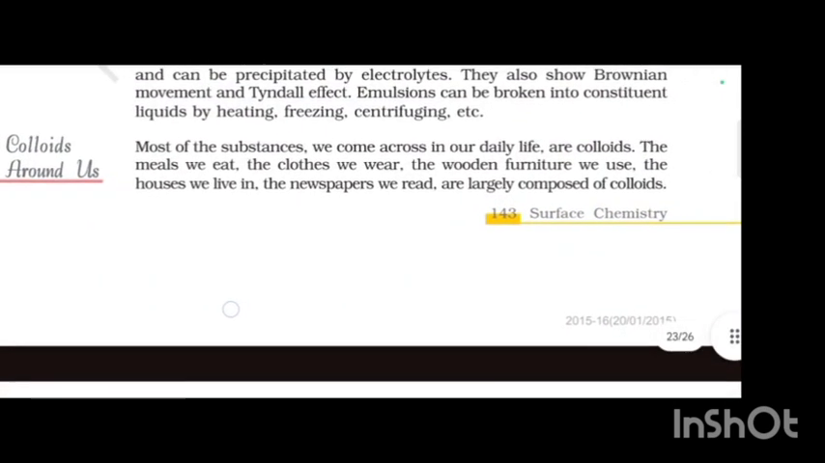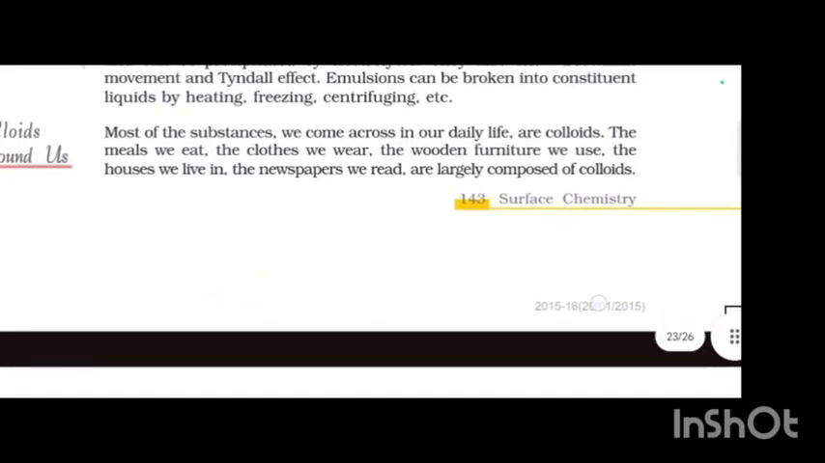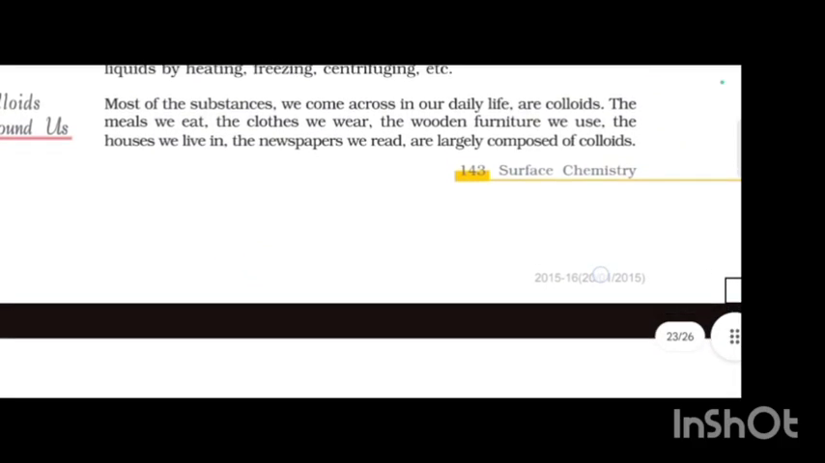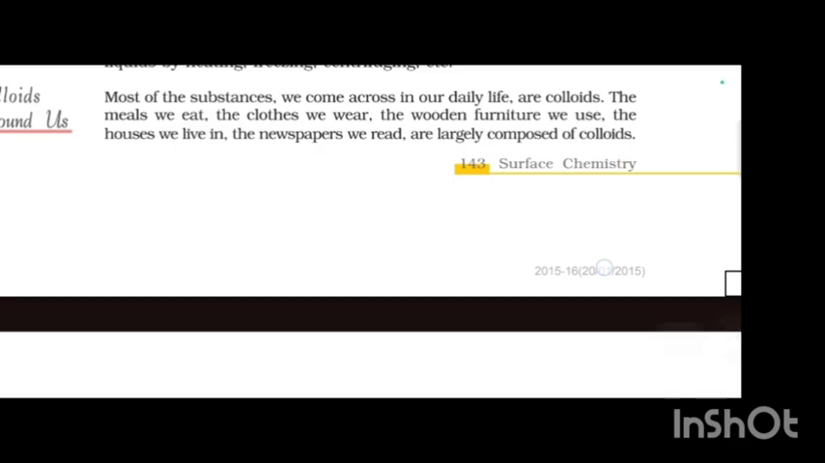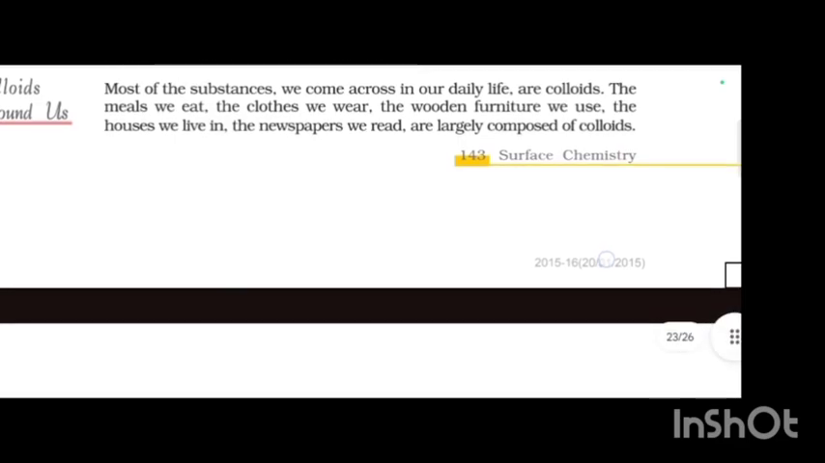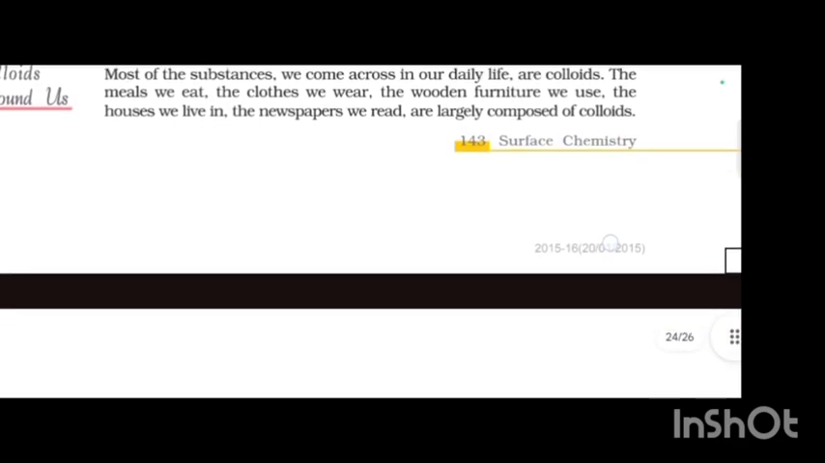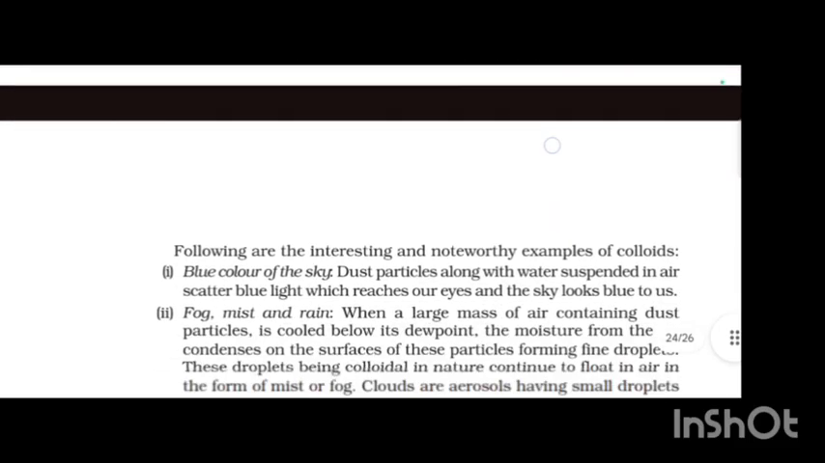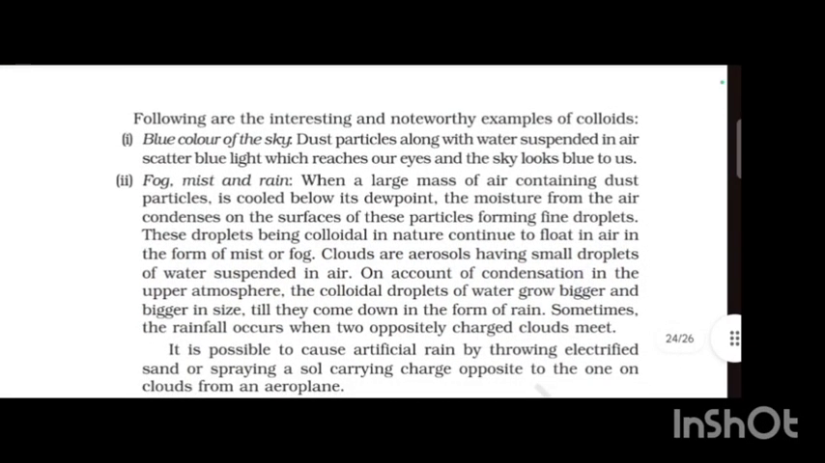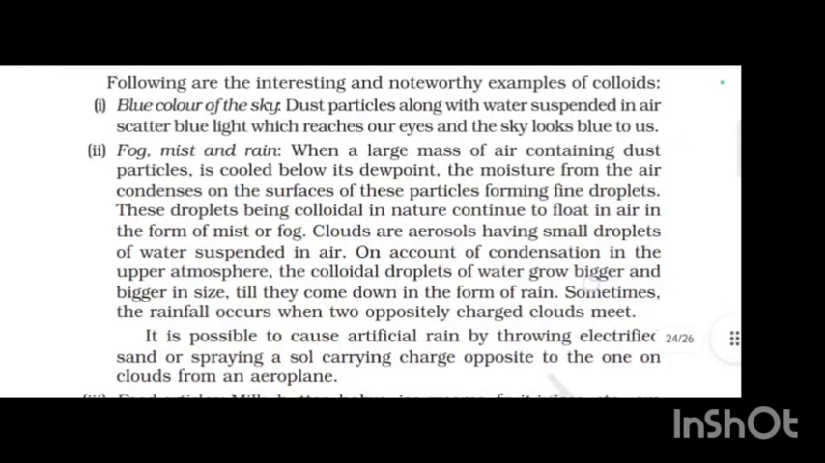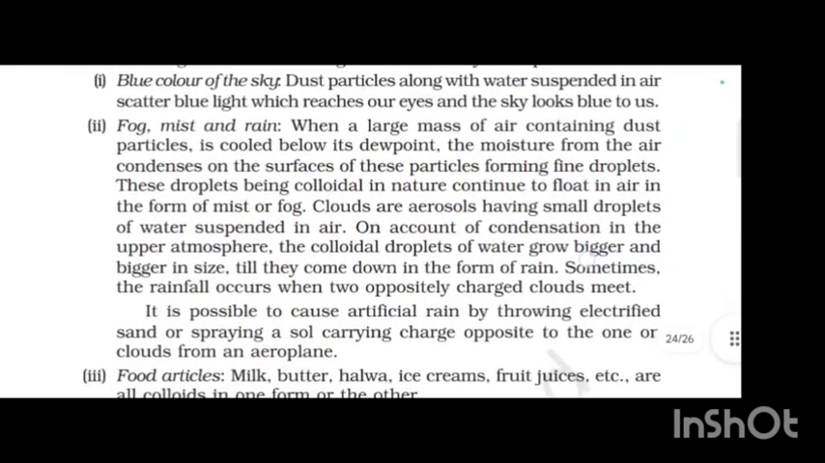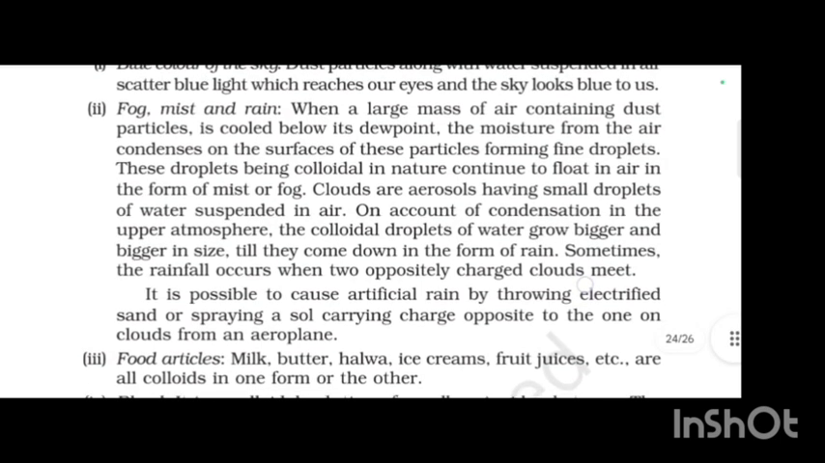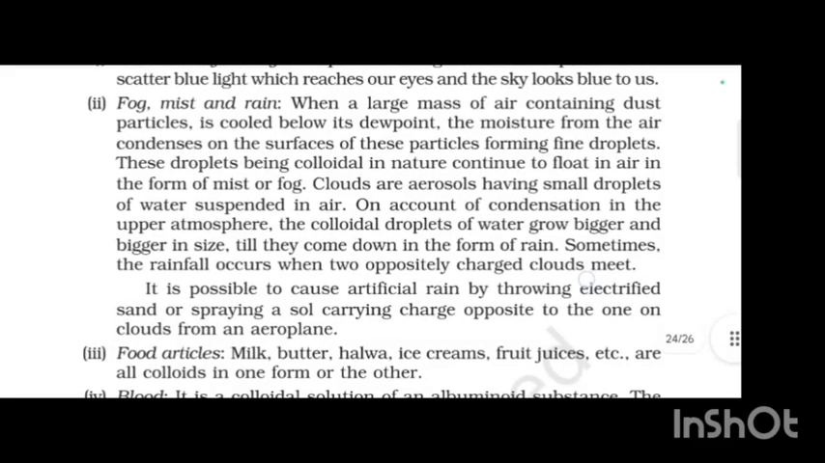Colloids around us. Most of the substances we come across in our daily life are colloids. The meals we eat, the clothes we wear, the wooden furniture we use, the houses we live in, the newspapers we read, are largely composed of colloids. Following are the interesting and noteworthy examples of colloids. First, blue color of the sky. Dust particles along with water suspended in air scatter blue light which reaches our eyes and the sky looks blue to us.